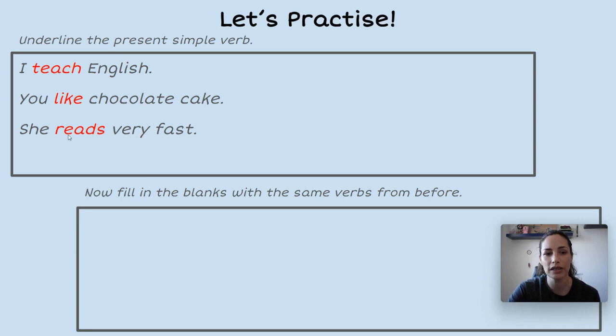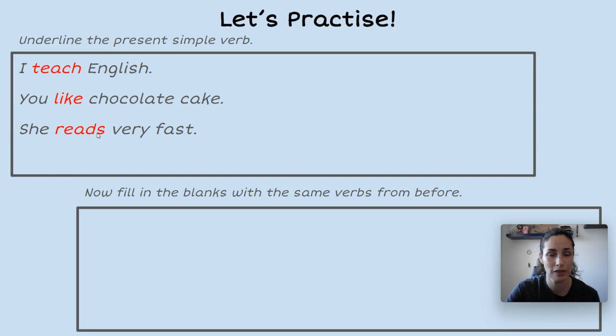Notice how with read, since it's she, so third person, you have first person singular, second person singular, then you have third person singular. Third person singular would be he, she, it. Notice how you have to add an S to that verb. So if it would have been I read, you don't have to add the S. I read very fast. I teach English. I like chocolate cake. You, the same thing. You teach English. You like chocolate cake. You read very fast.